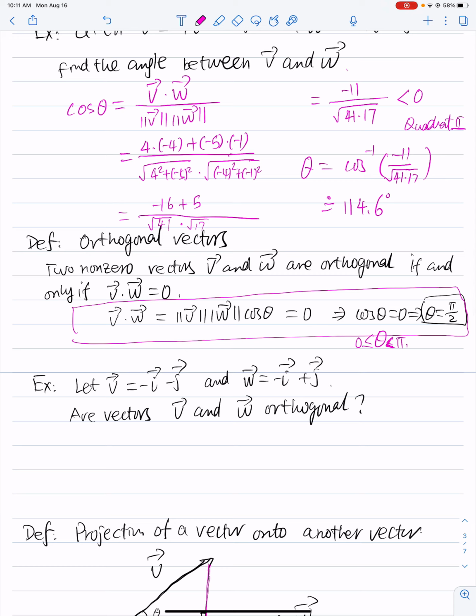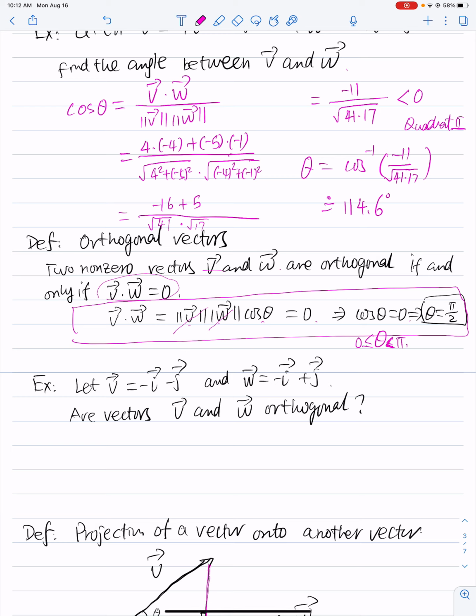So the orthogonal vectors. So what does it mean for two vectors to be orthogonal to each other? Two non-zero vectors v and w are orthogonal if and only if the dot product is what? 0. So think about why. Because the dot product is magnitude v, magnitude w times cosine. Because the magnitudes are both non-zero, the cosine has to be 0.